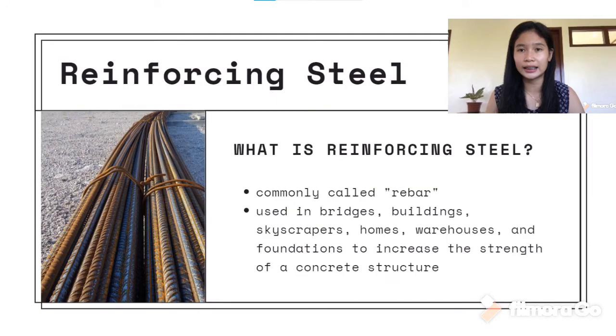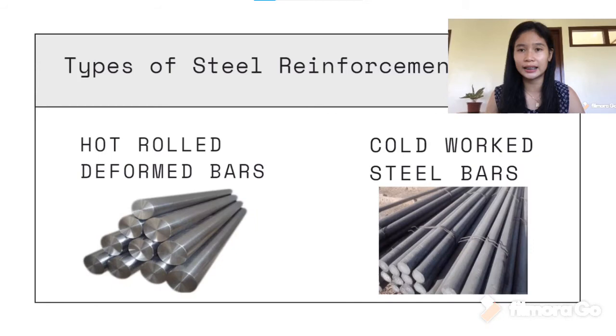Reinforcing steel is commonly called rebar. It is used in bridges, buildings, skyscrapers, homes, warehouses, and foundations to increase the strength of a concrete structure. Reinforcing steel strengthens and aids the concrete under tension. It is commonly manufactured using mild or high yield steel with a grade of 250 Newton per millimeter squared. So to proceed, we have the types of steel reinforcement.